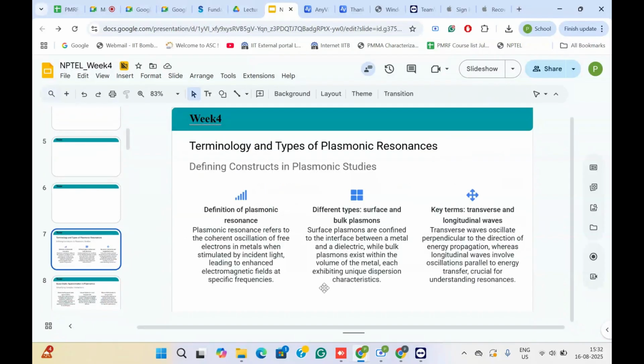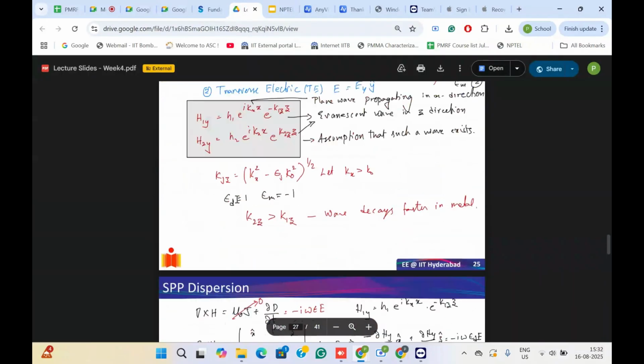Okay, so what was our conclusion from the formula? I am unable to cast my screen on this laptop, so I just want to show you the formulas from the lectures.